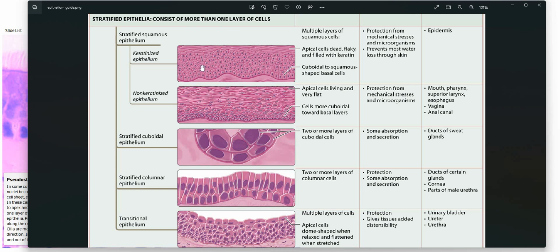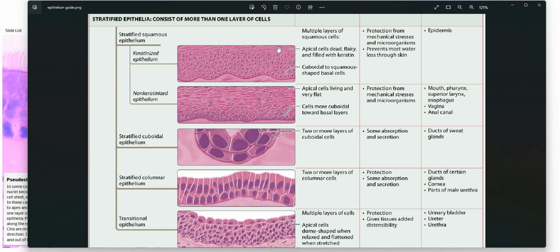And anytime we have stratified layers, that's going to have a protective element. In this case, stratified squamous epithelium is going to create a nice barrier between our external environment and the underlying tissue. If you remember, this tissue is going to be vascularized and innervated. The epithelium is also innervated, so we want a lot of barriers between the external environment and those more sensitive receptors.